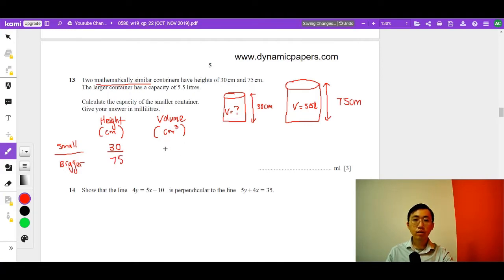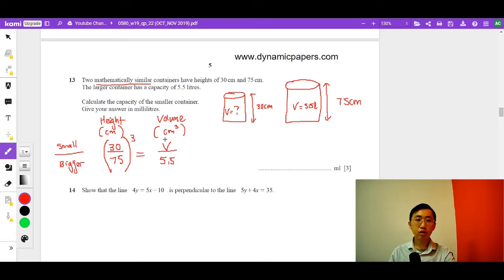Now the volume, let's put the smaller one first, V, we do not know, put V, over the bigger volume, which is 5.5 liters. Okay, so we're going to put it like this first. Now I want you to see that the units are not the same, so the teacher actually cannot write the equal sign yet. So in order for the height unit centimeter to become a volume unit of centimeter cube, you need to cube this ratio over here, 30 over 75. Then only are we allowed to use the equal sign. So remember when you do this topic, make sure the units are similar. You need to either square or cube depending on your past year paper question.